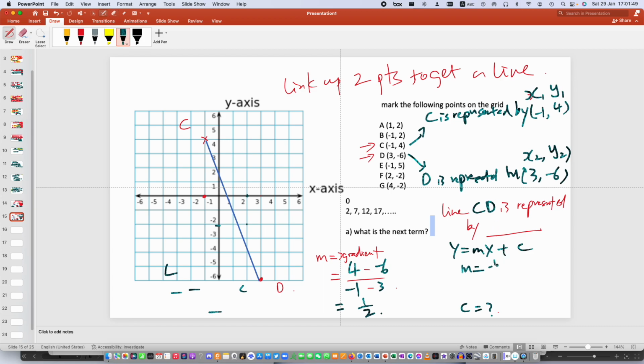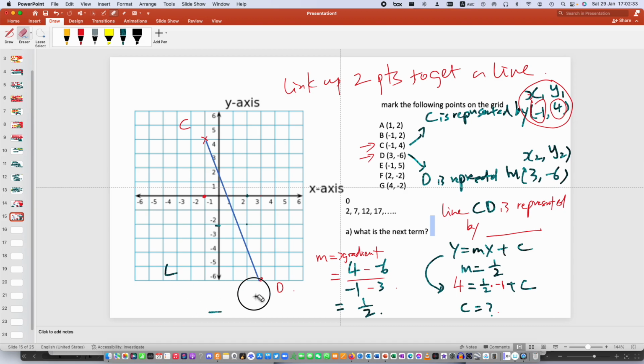So once you get your 1 over 2, you can change your equation to y is equal to m, which is half, plus c, right? So now your job is to find c. How do you find c? What's your x? Negative 1. So replace your x with negative 1. What's your y? 4. So replace your y with 4. So this one you simplify.